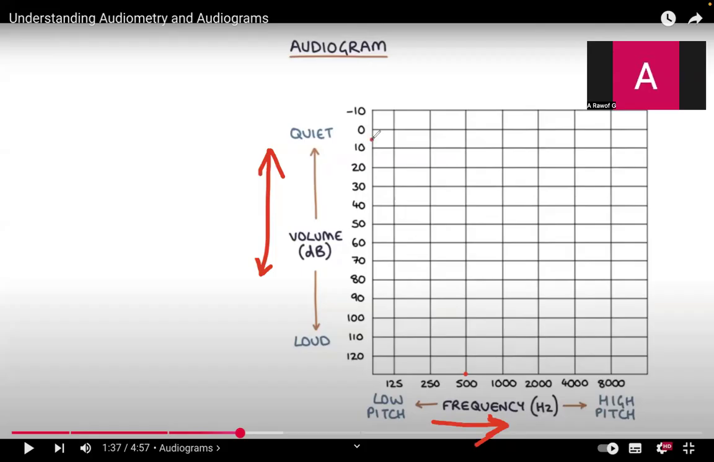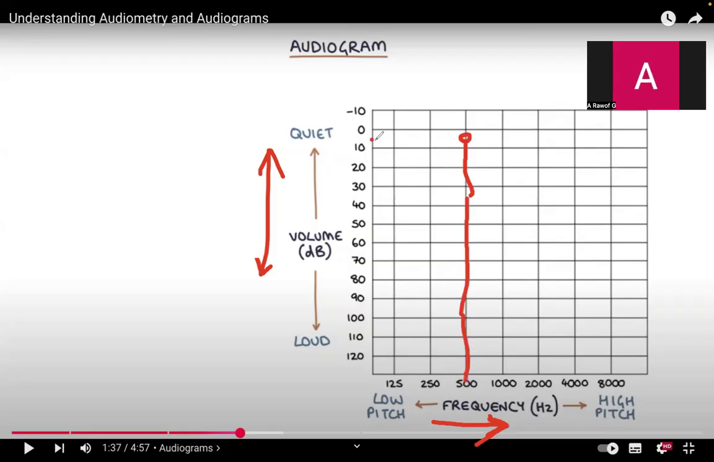So R for R. So the symbol for the red ear is O for conductive. So you will mark like this.